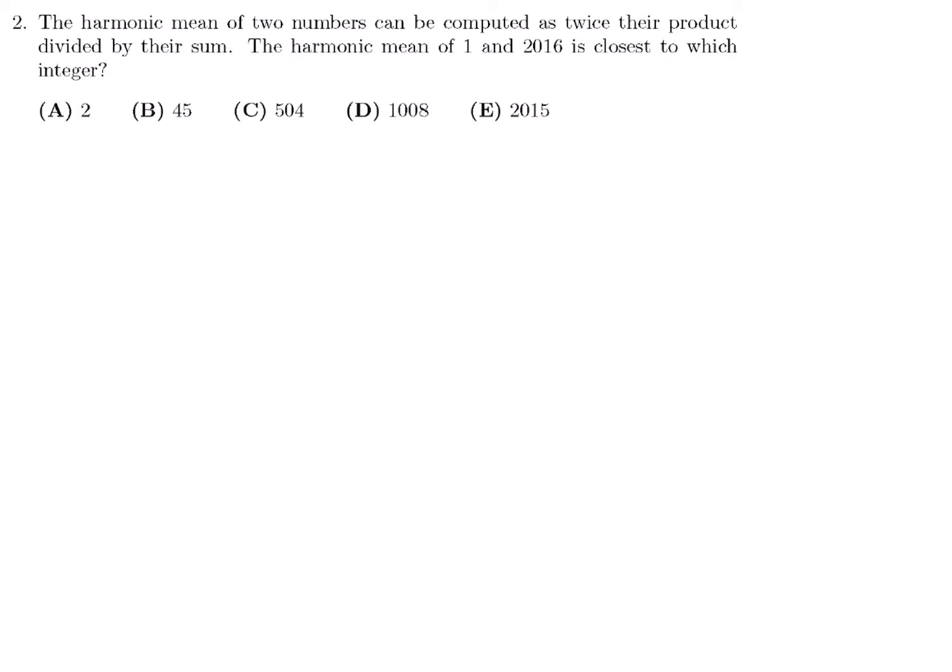The harmonic mean of two numbers can be computed as twice their product divided by their sum. The harmonic mean of 1 and 2016 is closest to which integer? Harmonic mean, HM, if you have two numbers, A and B, would be 2 times AB over A plus B.